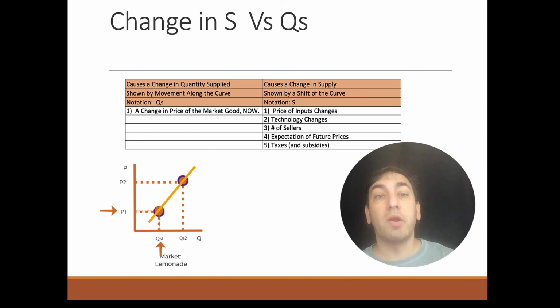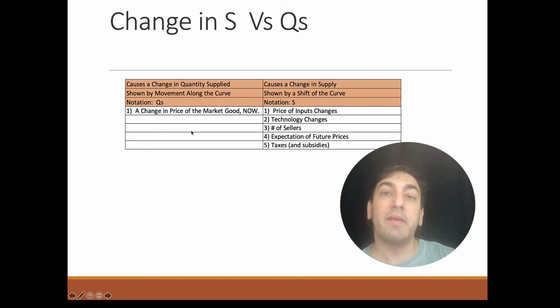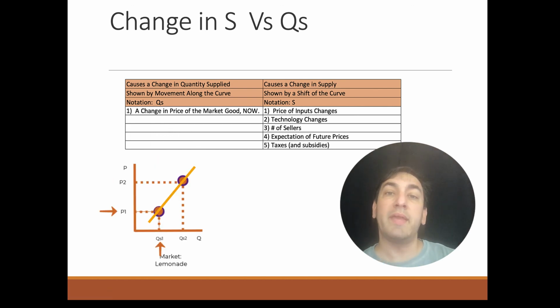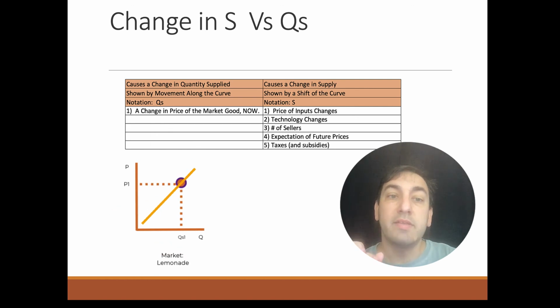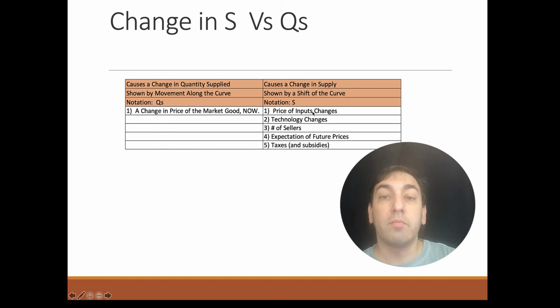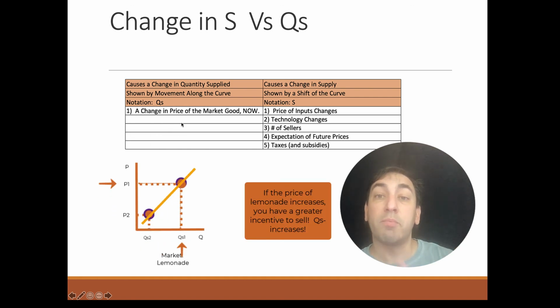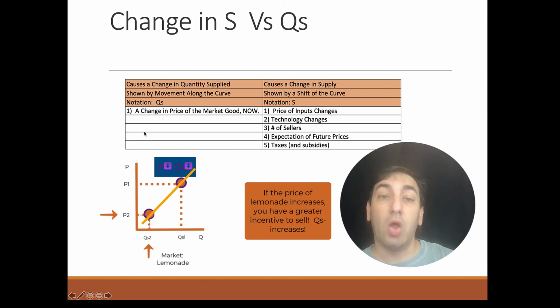So let's do a summary. Where do we see a change in quantity supplied, and where do we see a change in supply? Just like demand, the only way we can get a movement along the curve, a change in quantity supplied, is if we change the price of the market good now. Other things sound similar, like changing the price, but of an input. On the left side, if we change the price of the market good, we're changing the price of lemonade. That's movement along the curve.